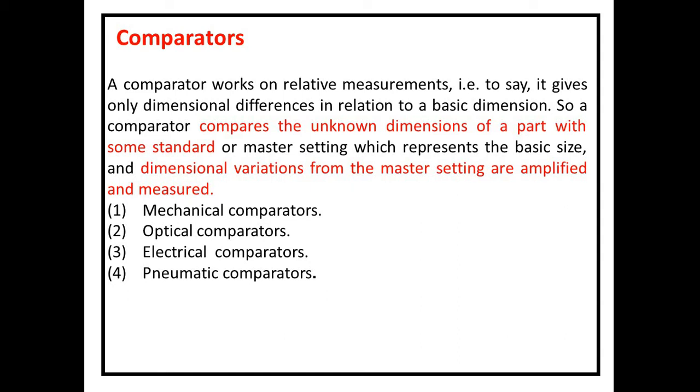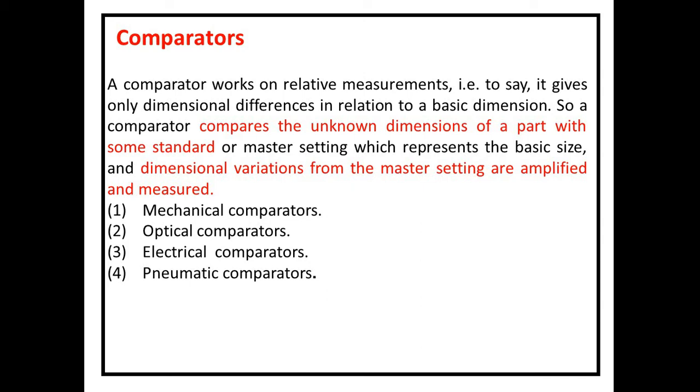Take the example of a scale which you are using. We know that the minimum dimension that you can measure with the scale available with you is 1 mm. So you cannot measure a dimension which is less than 1 mm. If you want highly accurate measurement of dimensions, you have to go for some other instrument.